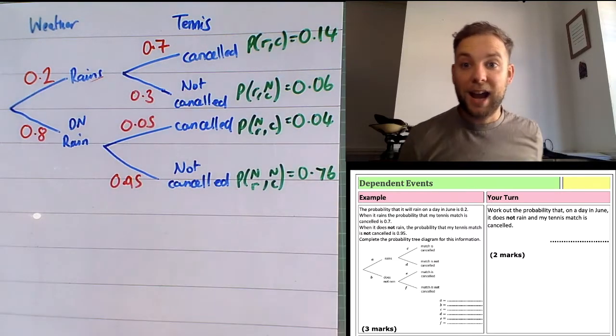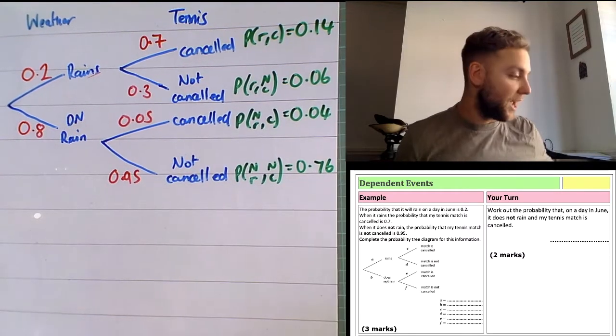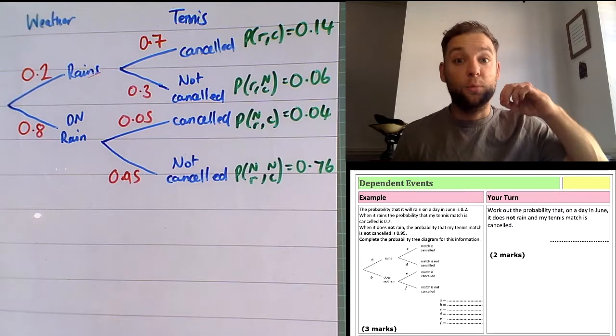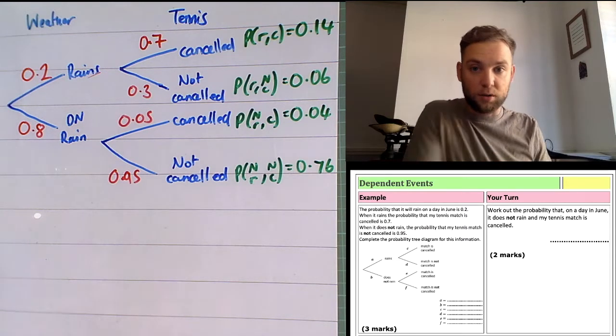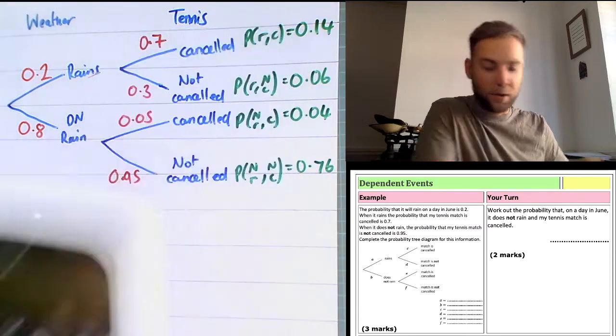Now remember, you can check these answers by adding them all together, and they should sum to 1. So 0.14 plus 0.06 plus 0.04 plus 0.76 is equal to 1. Super, there it is. 1, perfect.